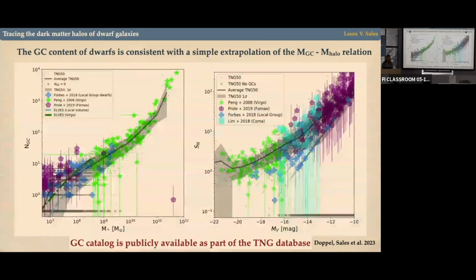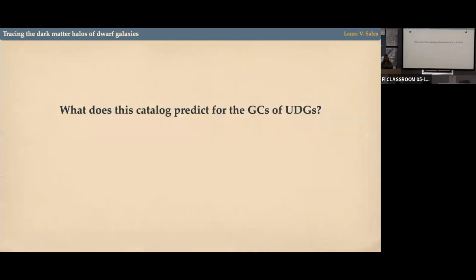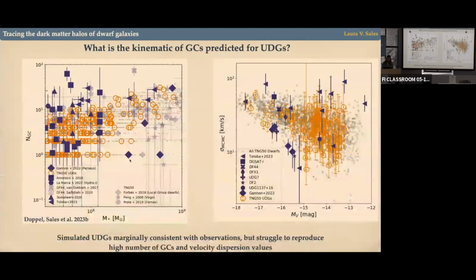And so the catalog gives reasonable numbers. This is a picture of the number of globular clusters as a function of stellar mass. Remember, anything below 10 to the 9 is a prediction of the model. Above might be a bit calibrated, but the model is shown in black, observations in color, the same with specific frequency. This is for the normal population of dwarfs. So the question is, what happens with the UDGs that are formed in TNG50 and their globular clusters? This is work that appeared on arXiv last week or two weeks ago.